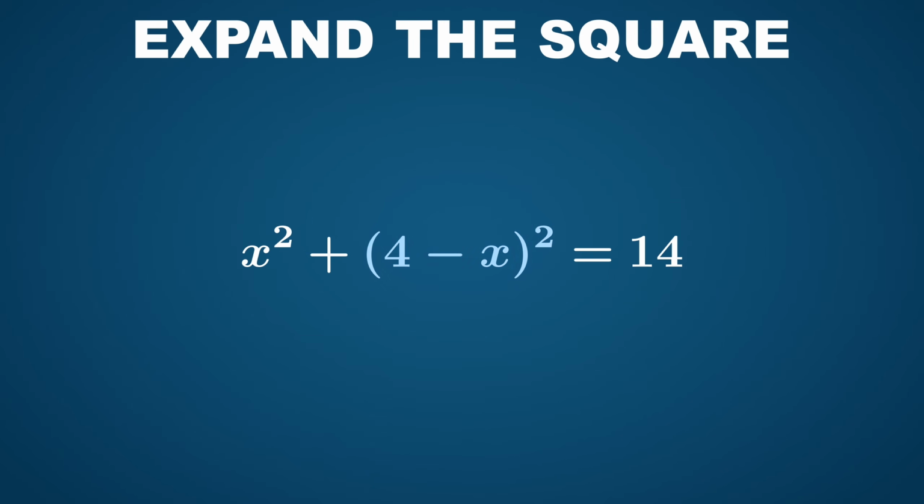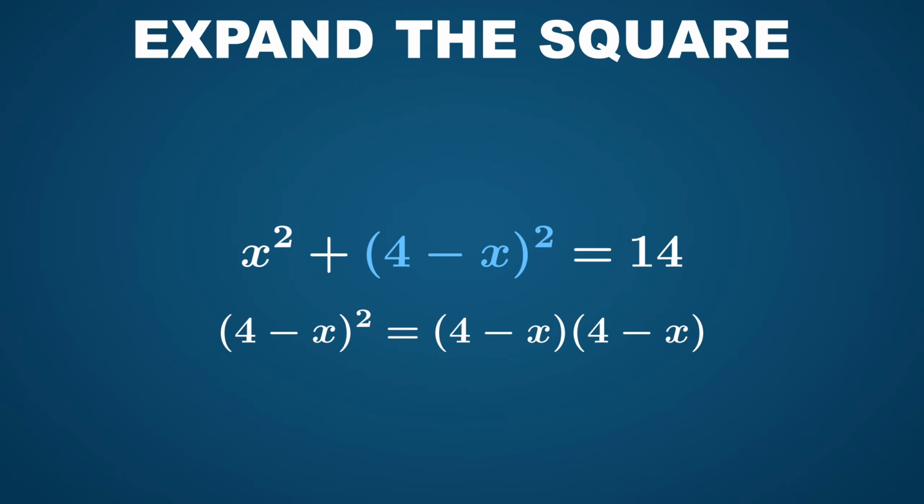The next necessary step is to expand the squared binomial 4 minus x. Squaring a quantity means multiplying that quantity by itself. Therefore, we must multiply the binomial 4 minus x by another binomial 4 minus x. We will execute this multiplication using the distributive property, ensuring every term in the first binomial is multiplied by every term in the second binomial.